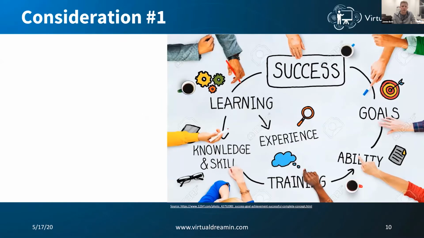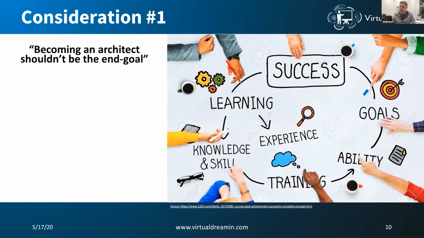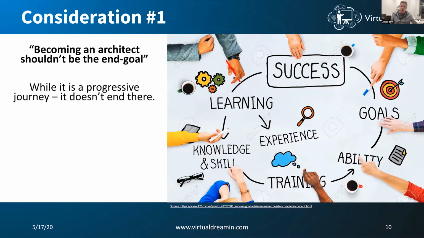So first of all, becoming an architect shouldn't be the end goal, right? If you said, I want to become an architect, then my next question would be, okay, once you reach this, what's happening after? Because it's not like you suddenly become an architect and then all the learning stops. It's a progressive journey where, yes, you learn more and more, but then you reach this goal and the learning just continues. Since the day I started my first role as a Salesforce architect until today, there has been so much more learning and experience in my journey that made me the person that I am today.